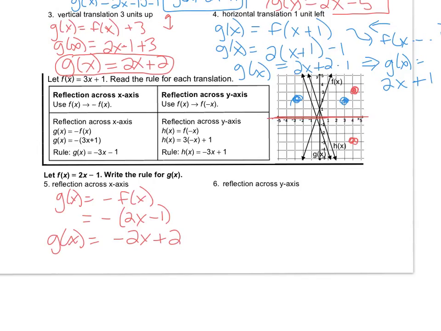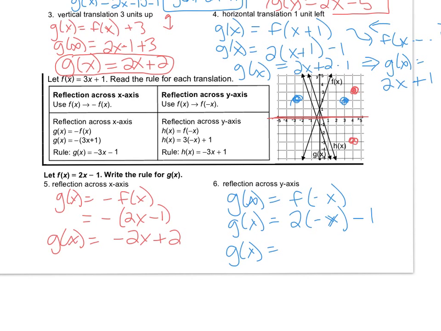Okay, now reflection across the y-axis. I am doing g of x. So across the y, my x will be changing. So it would be f of, and in the parentheses, negative x. So g of x is going to be 2 times negative x, parentheses, and then my function is minus 1. So g of x will be negative 2x minus 1. Okay, and so that will represent a reflection across the y-axis.